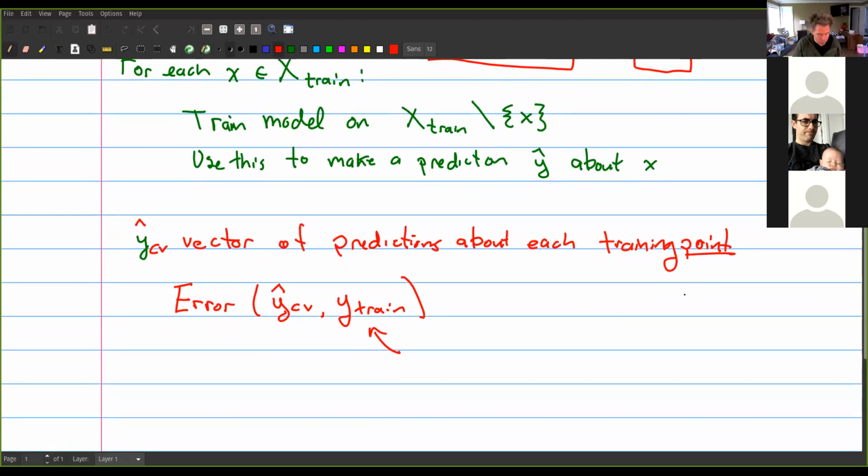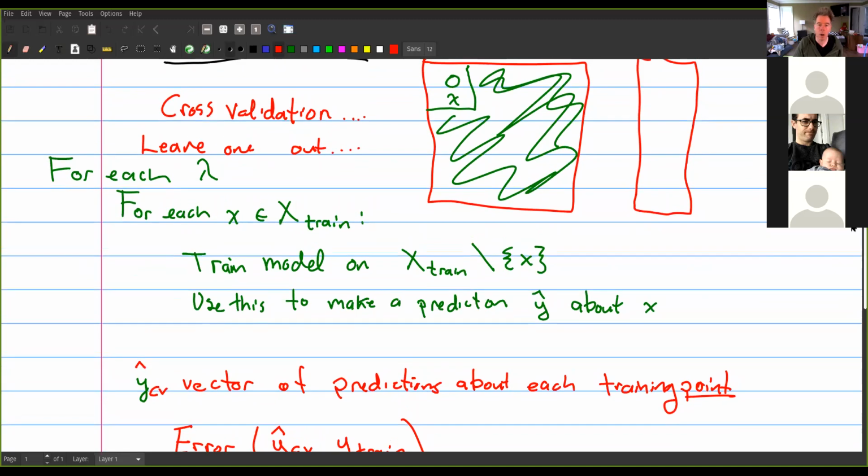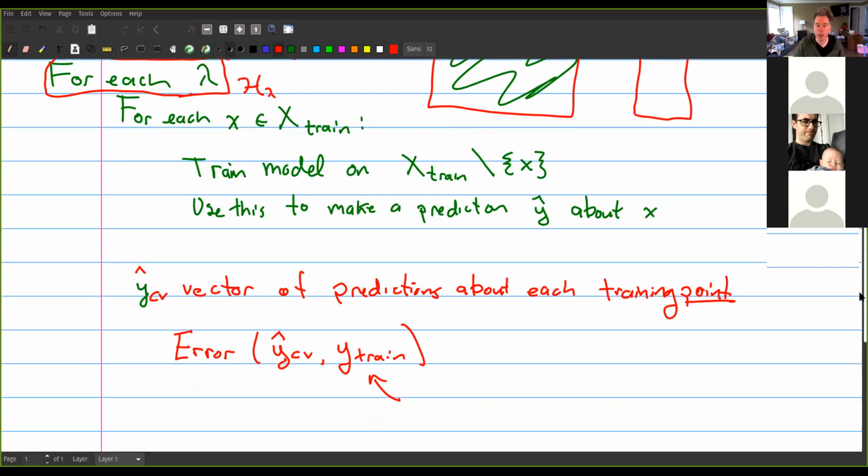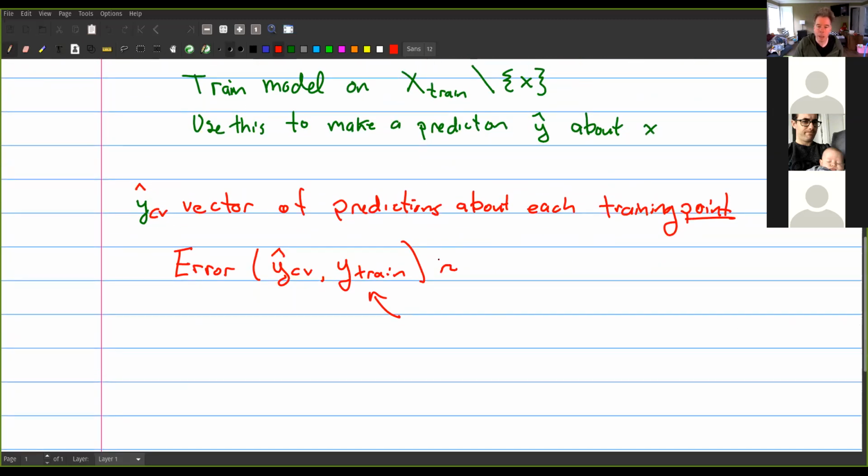And it turns out that this is a pretty good estimate of the quality of the out of sample error of H lambda. So H lambda is this model that you're considering that uses this hyperparameter lambda. This is going to be a decent estimate of the out of sample performance of the best G in H lambda.